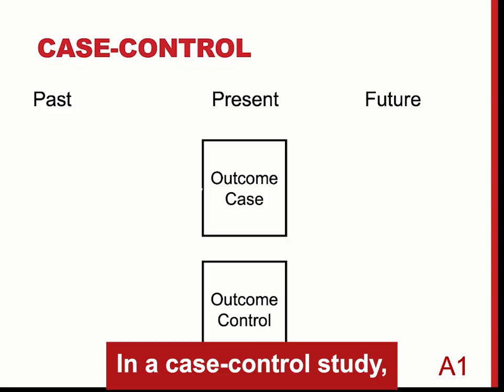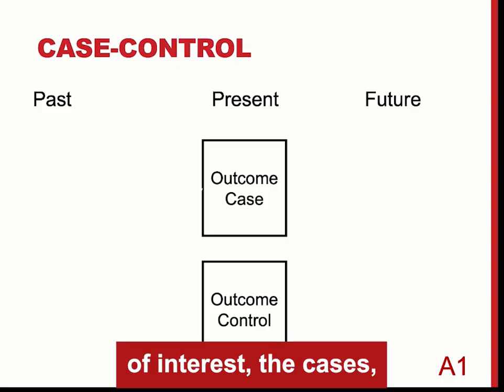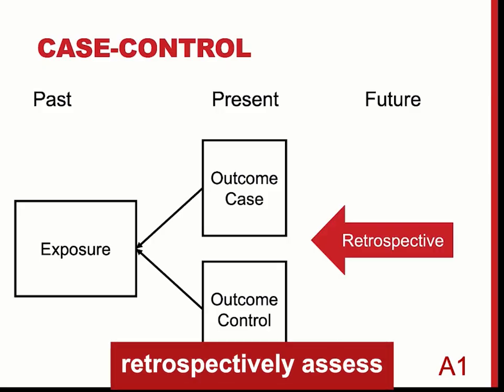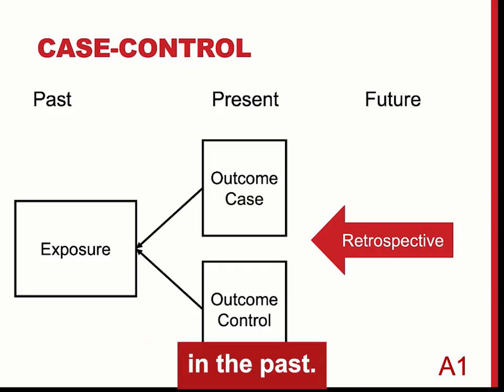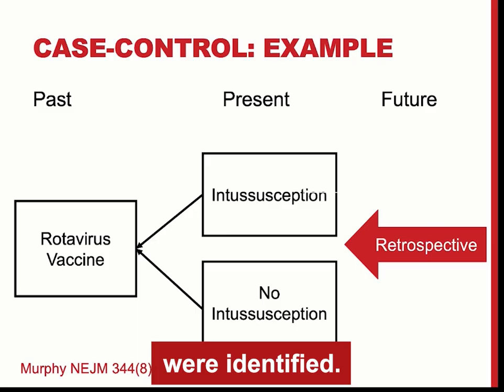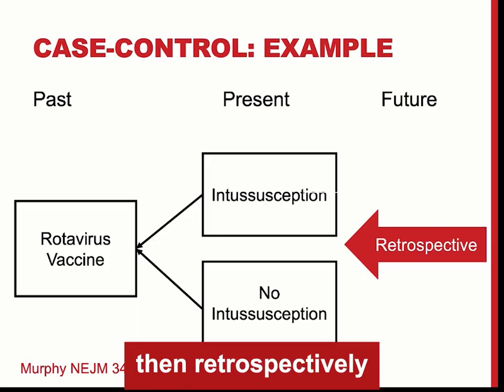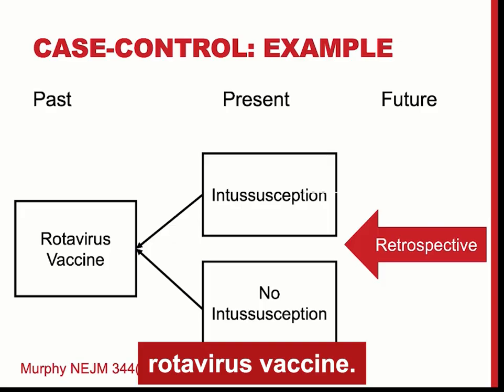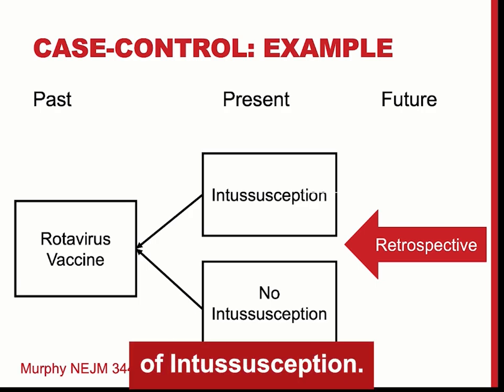In a case control study, a group of patients with the outcome of interest, the cases, and a group of patients without the outcome, the controls, are identified. These groups are then retrospectively assessed for the exposure in the past. In this study, groups of patients with and without intussusception were identified. They were then retrospectively assessed to determine if they had been exposed to a new rotavirus vaccine. The study established an association between the first rotavirus vaccine and the risk of intussusception.